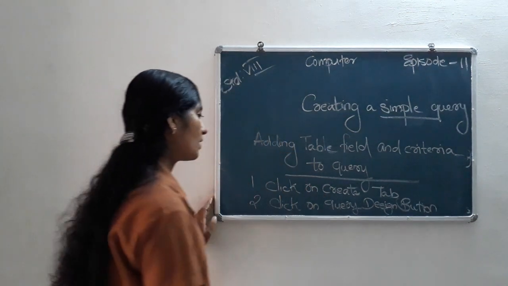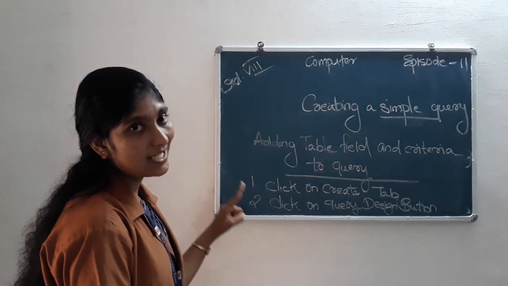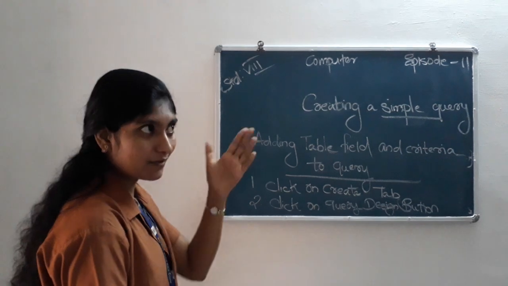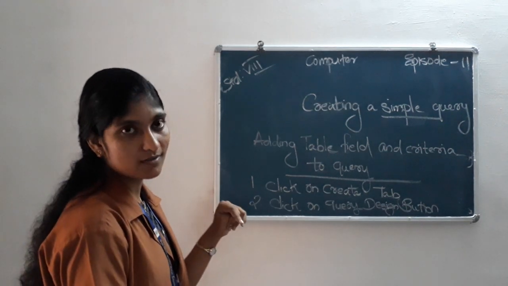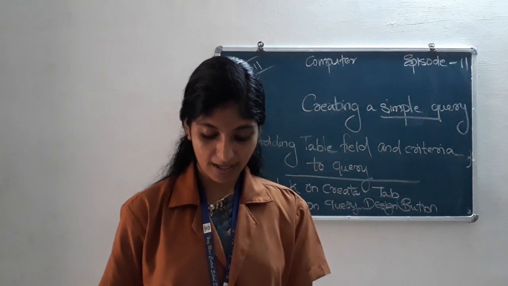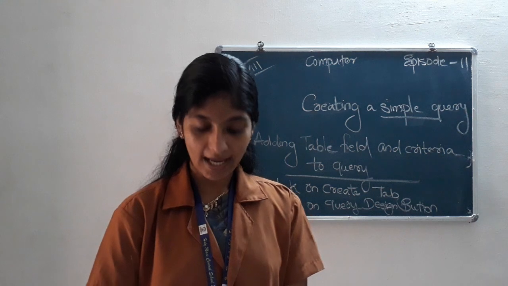So click on the Query Design button and then select the tables from that dialog box. A Show Table dialog box appears, so you can select the table and then add it.